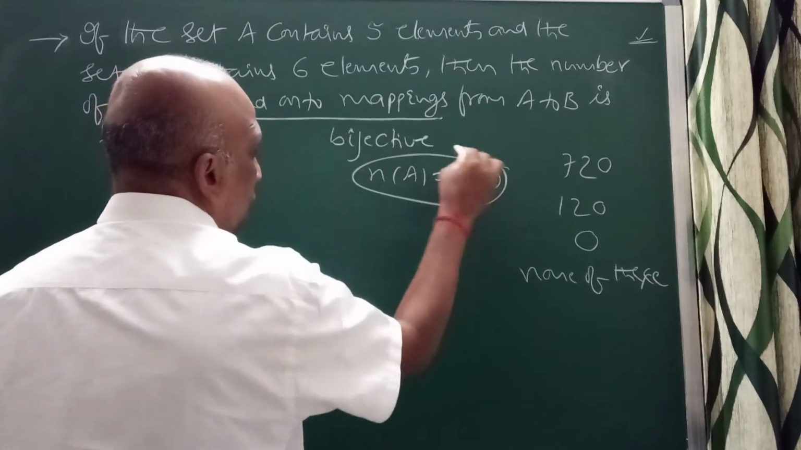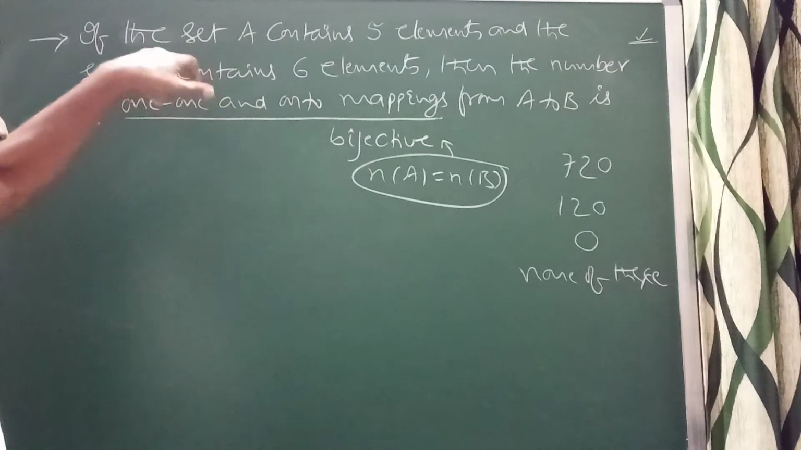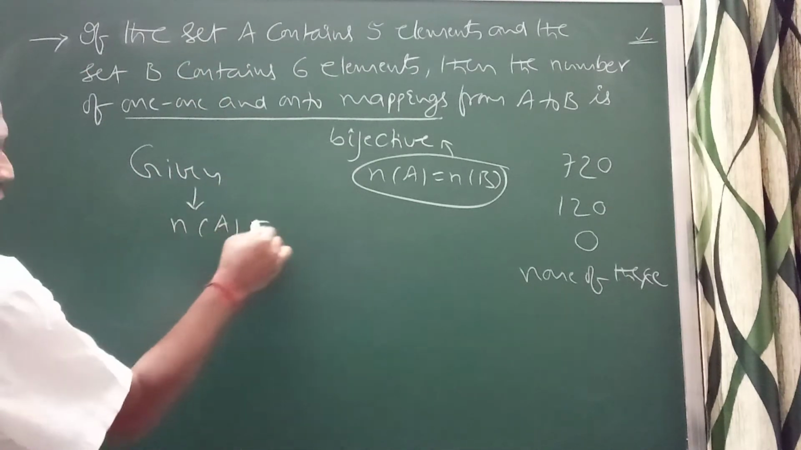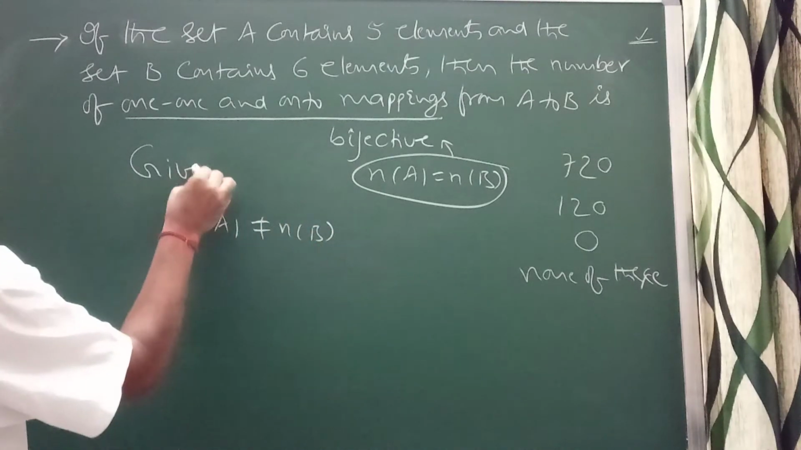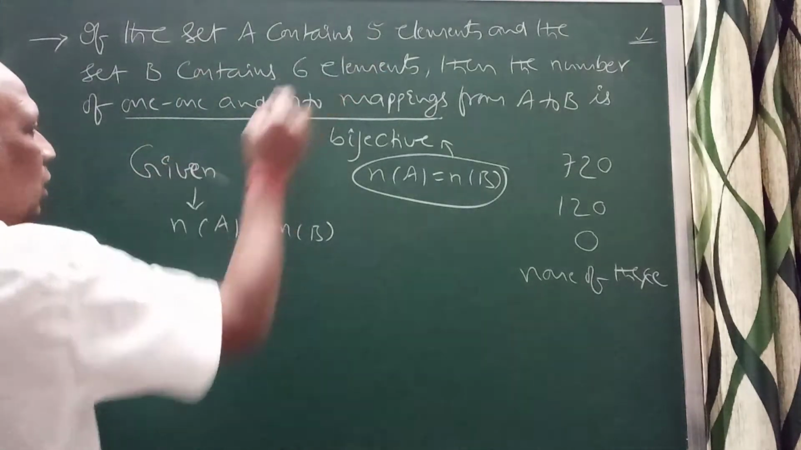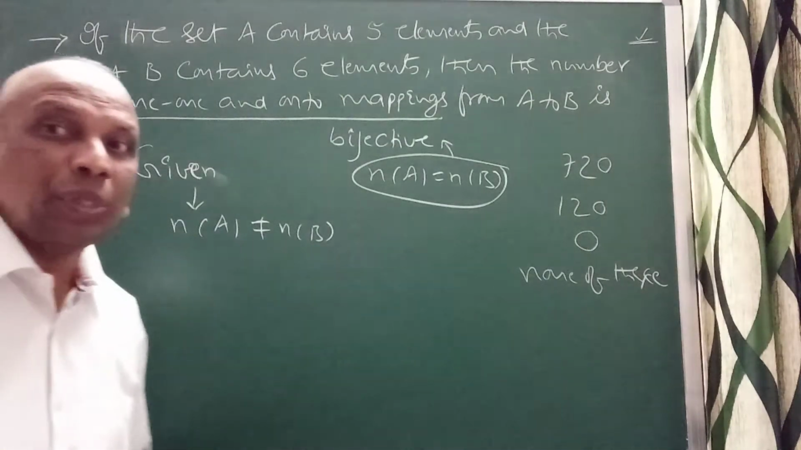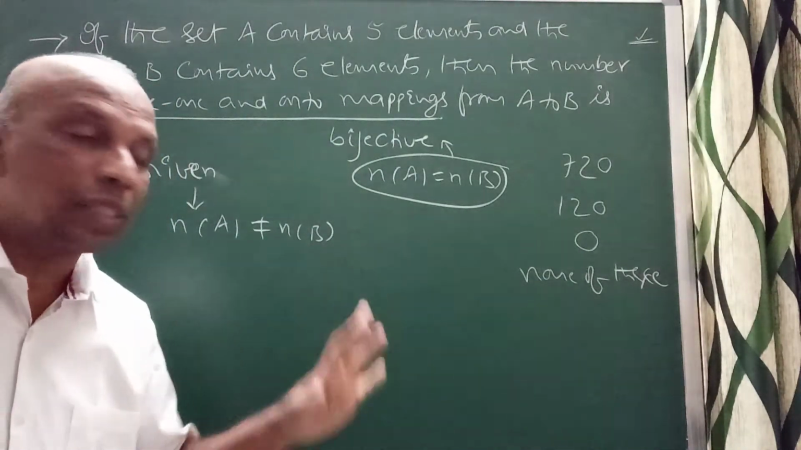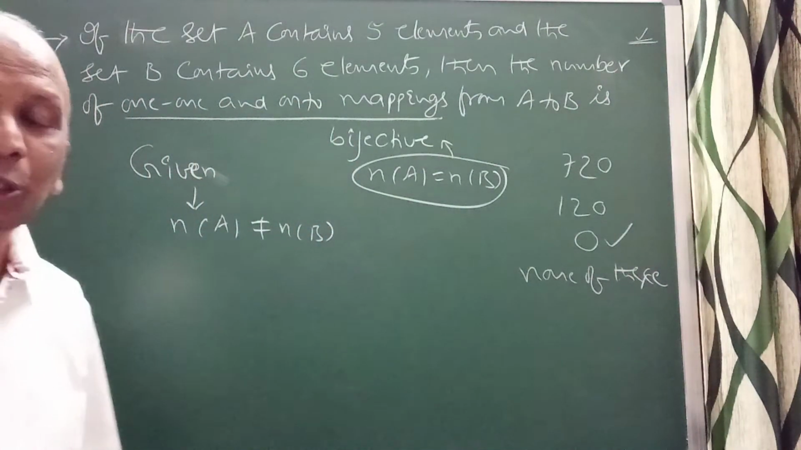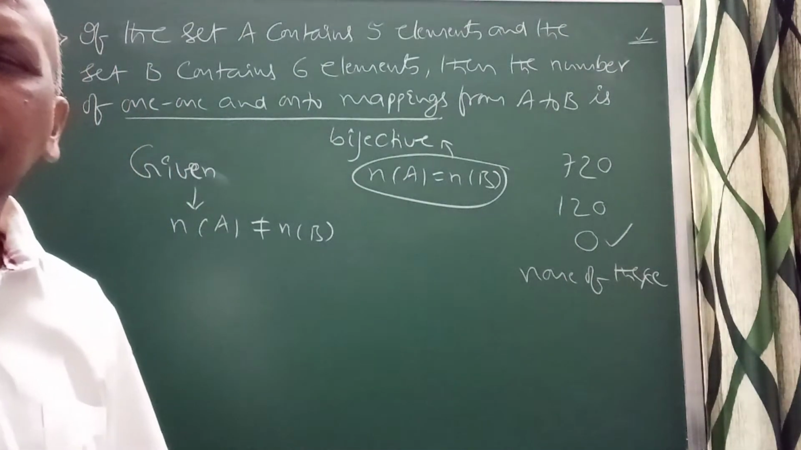So bijective means n of A is equal to n of B. But here, as you will see, n of A is not equal to n of B. The elements are 5 and 6, so n of A is not equal to n of B. That means the number of bijective functions doesn't exist here. It will be 0. So the number of bijective functions will be 0.